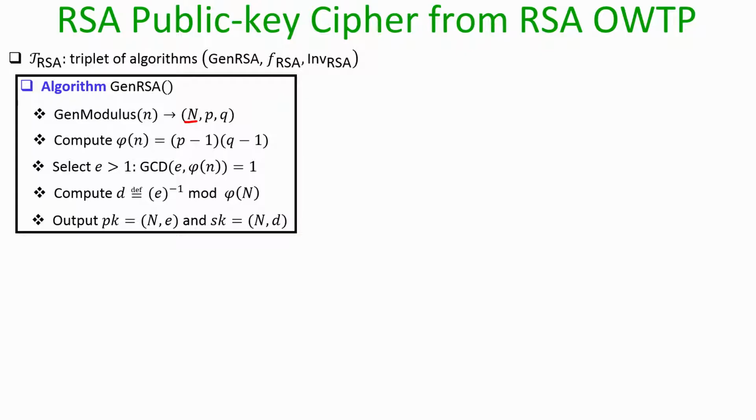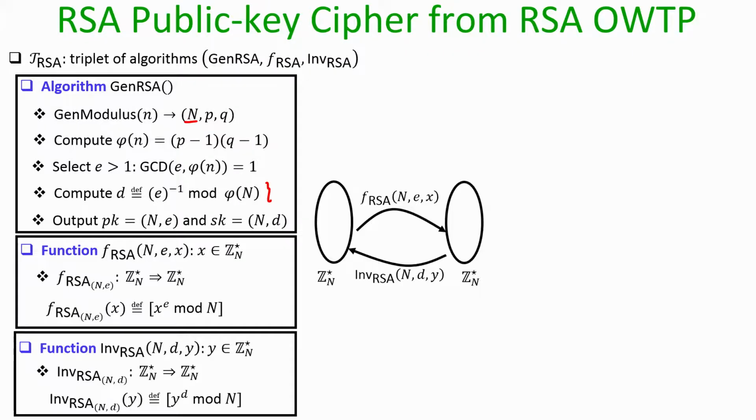Then it selects e, which is greater than 1, such that e is co-prime to phi of n. Since e is co-prime to phi of n, we can compute the multiplicative inverse of e modulo phi of n, which we denote as d. And once we compute all these values, the public key pk is set to be (n, e), whereas the secret key sk is set to be (n, d).